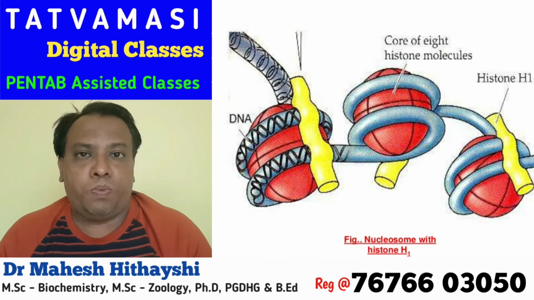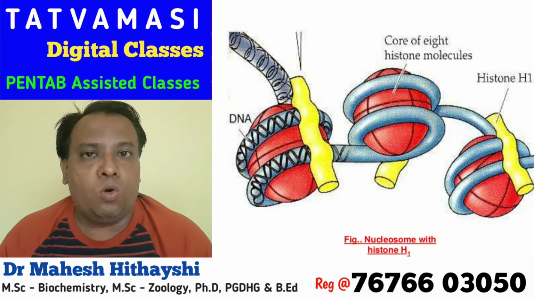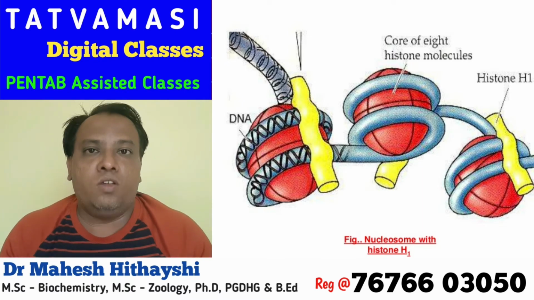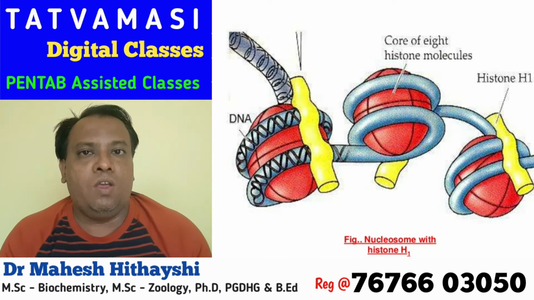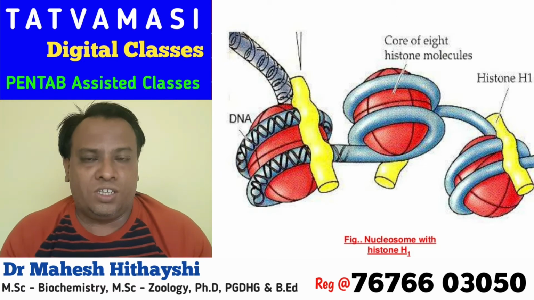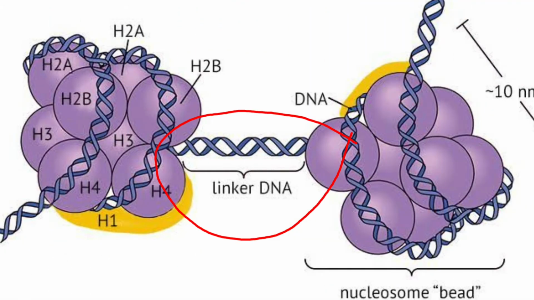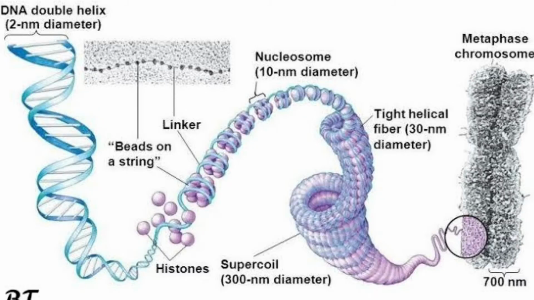About 200 base pairs of DNA are wrapped over the core of the nucleosome, forming a nucleosome of size approximately 110 by 60 angstrom. One nucleosome is linked with another nucleosome with the help of a piece of DNA called linker DNA. The length of linker DNA varies from species to species, and this linker DNA is attached to H1 histone proteins. The nucleosome chain appears like beads on a string under the electron microscope.